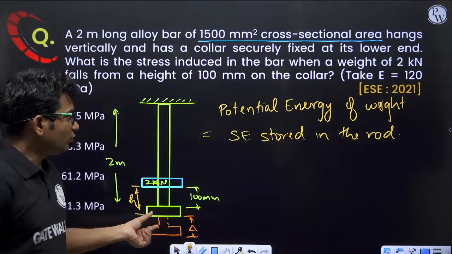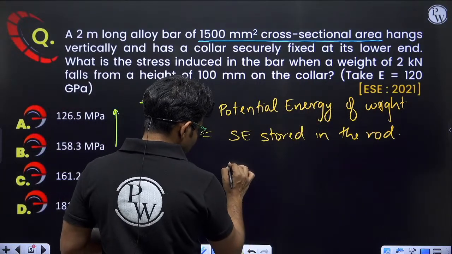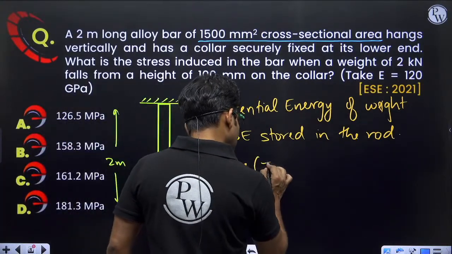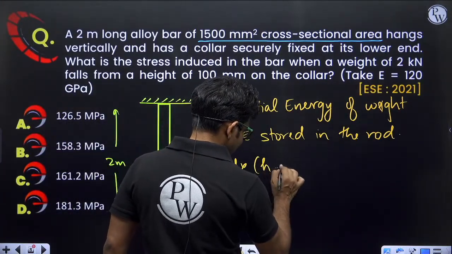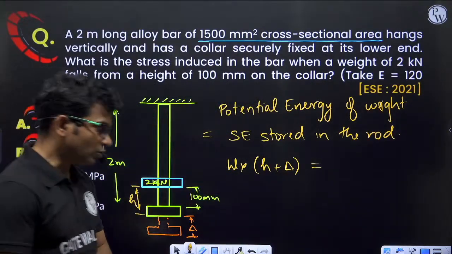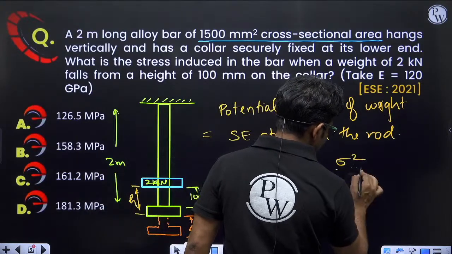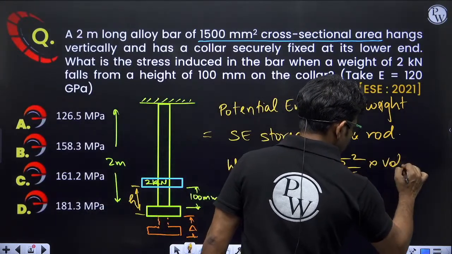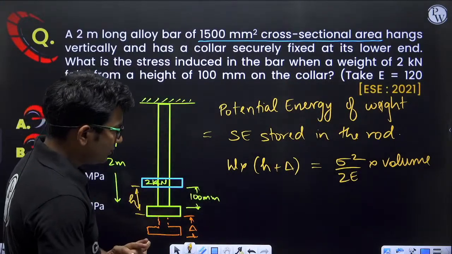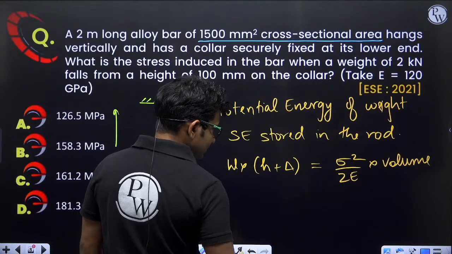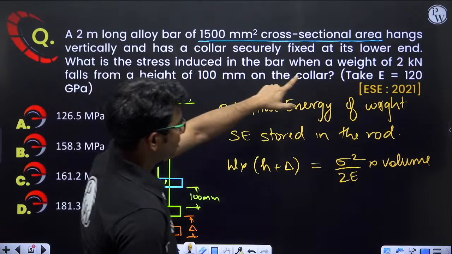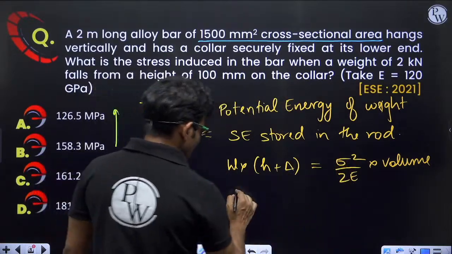So what is the potential energy of weight? Potential energy of weight is W into h plus delta, and that will be equal to strain energy stored in the rod. Strain energy will be equal to sigma square upon 2E into volume. So W into h plus delta equals this, and we have to calculate the stress induced in the bar, so sigma we have to calculate.